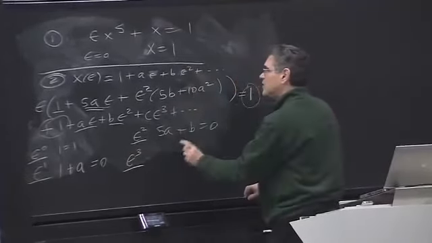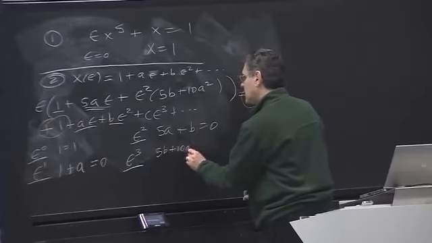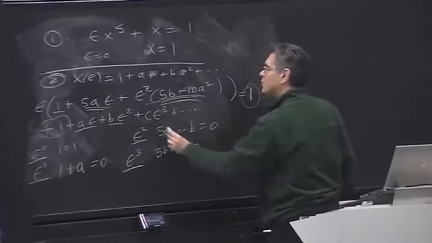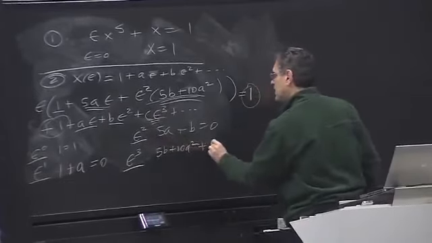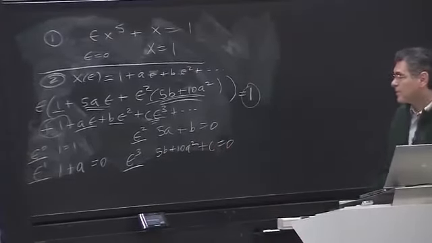Let's see. This says 5b plus 10a squared. Okay? So there's an epsilon cubed term. Here's one. Plus c is equal to 0. And so here are the equations. They're pretty simple. So let's see.